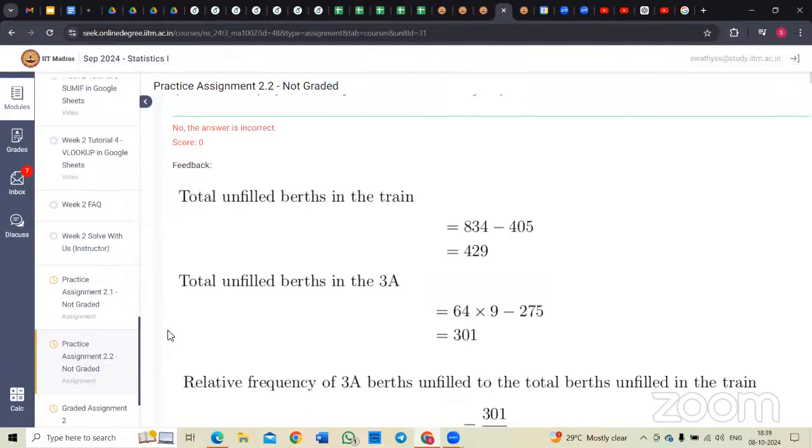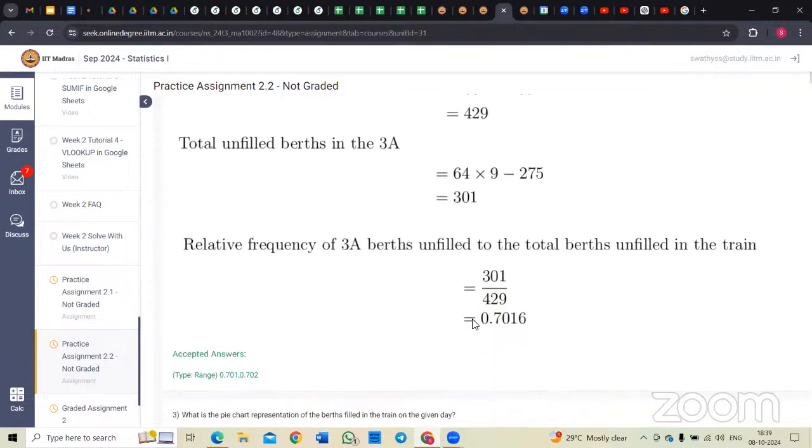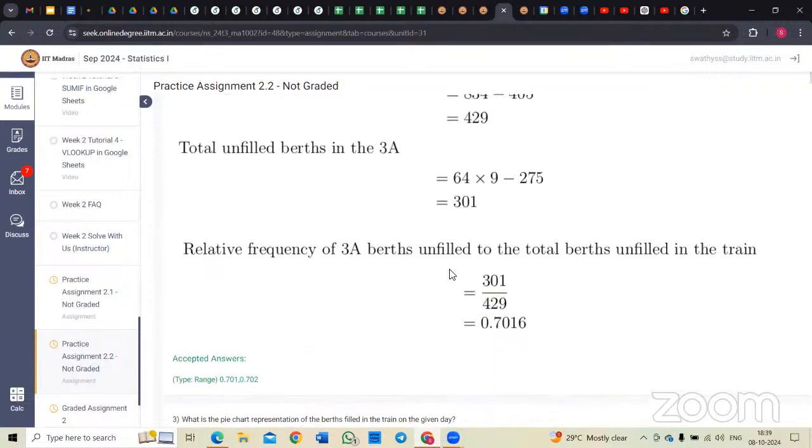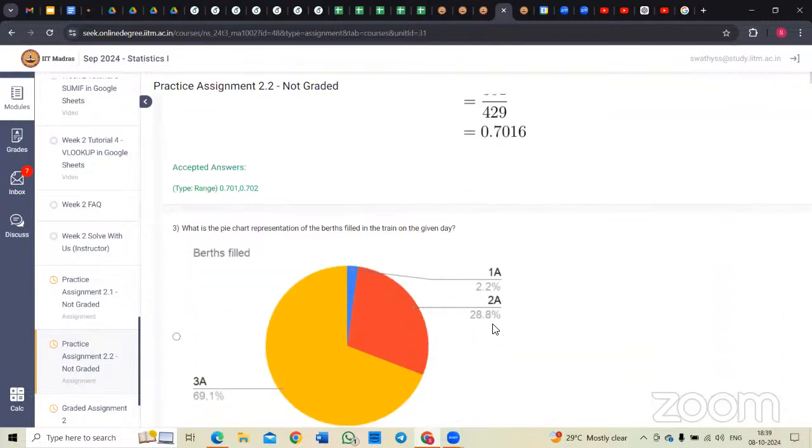We have to calculate the total unfilled berth in 3A, which will be 64 into 9 minus 275. This is the filled berth of 3A. Total berth minus the filled berth will be the unfilled berth, that is 301. Clear? Then, to calculate the relative frequency, it will be the frequency, which is 301, divided by the total frequency, which is 429. Fine? Okay, ma'am.